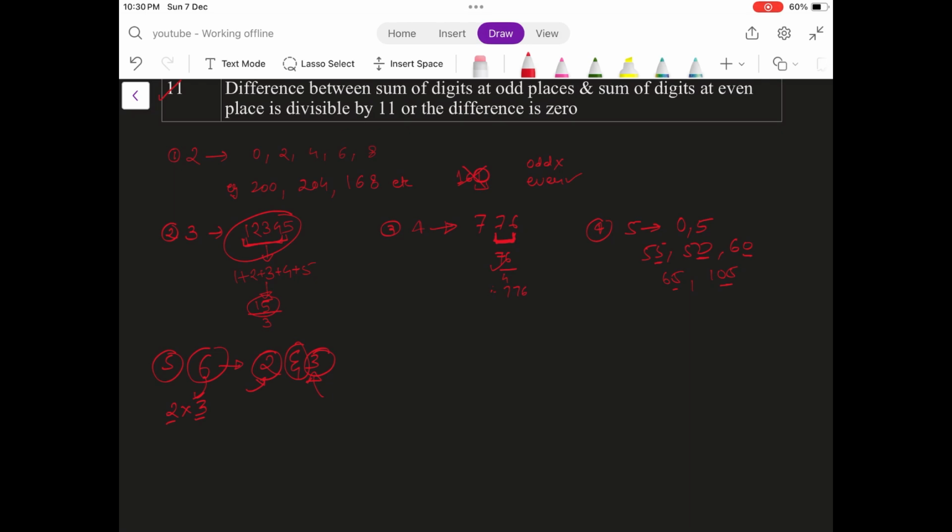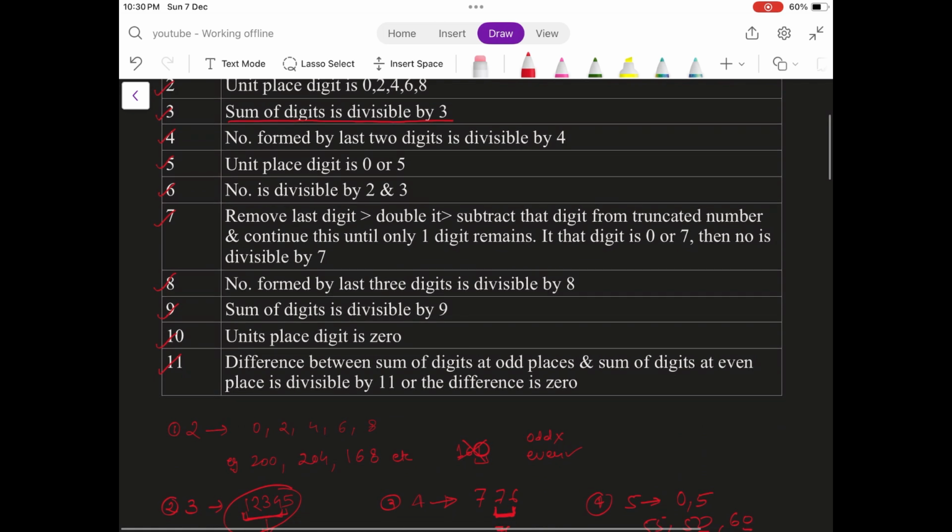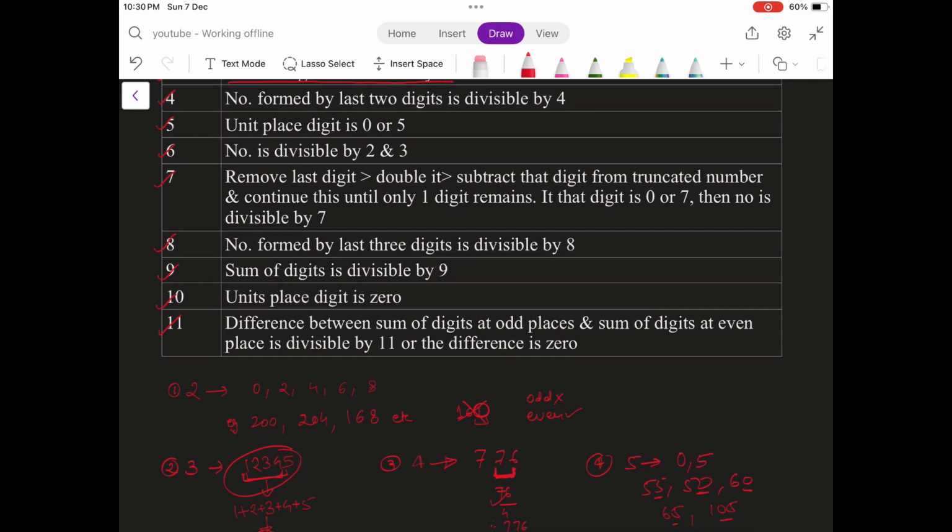Now next is 7. Now let's see 7 की divisibility. To find whether number is divisible by 7 or not, this is the strategy. Remove last digit, double the digit, subtract that digit from truncated number, and continue this until one digit remains. If that remaining one digit is either 0 or 7, then that number is divisible by 7.